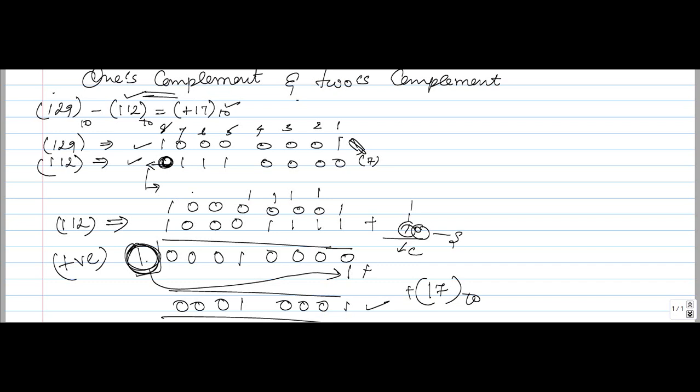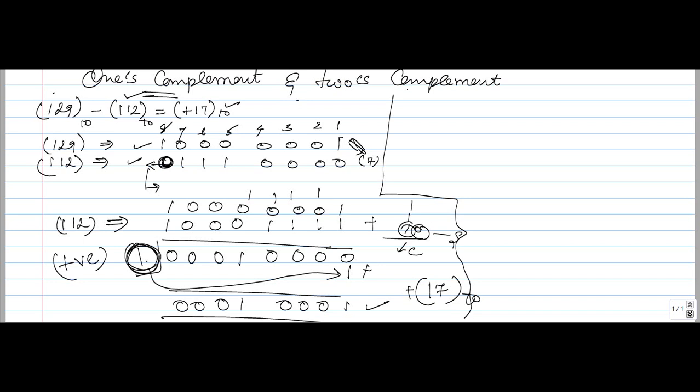So did we get 17? Yes. If you convert the binary number back to its decimal number, you get a positive 17 as your answer. So we got this. This is just addition. If you know how to do addition, we can complete this.